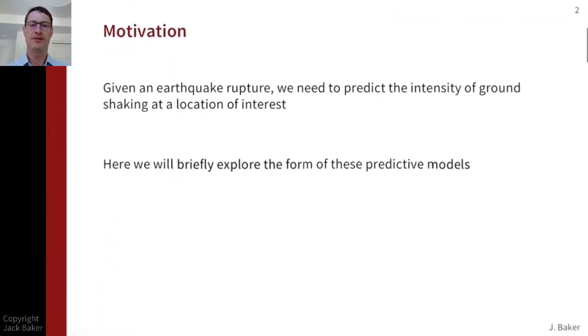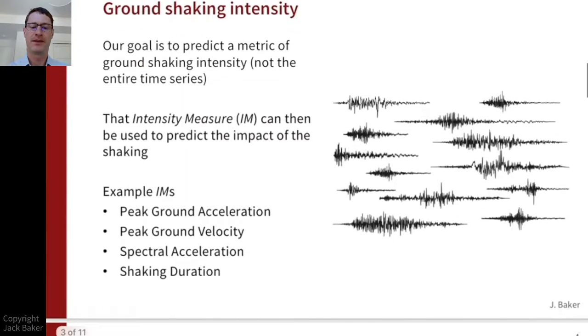Okay, so as motivation, we've previously talked about seismic source modeling, where we've tried to identify the types of ruptures that could occur in the area surrounding our site of interest. Now, for a given earthquake rupture, we need to predict the intensity of ground shaking that would occur at our location of interest. And so I want to provide some background on the form of these predictive models and some basic introduction to how we come up with these models.